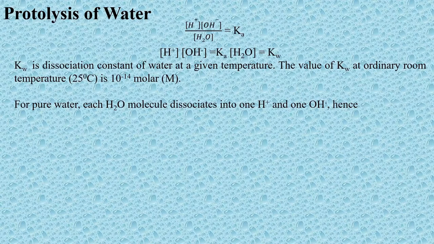For pure water, each water molecule dissociates into one H+ and one OH- ion. Hence, the number of H+ ions is equal to the number of OH- ions. So we can change this OH- to H+, and we get this.